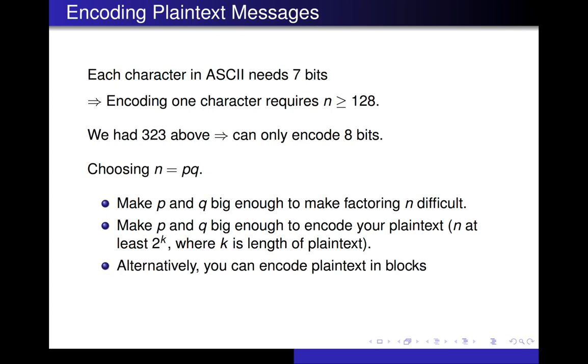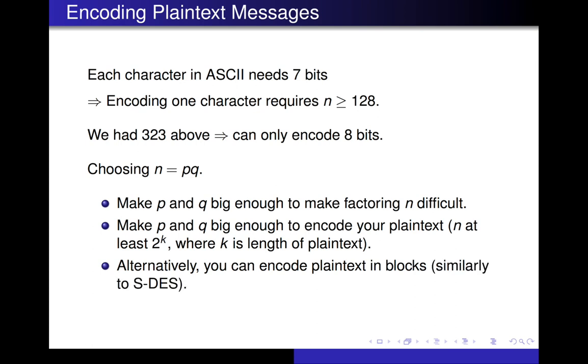Of course, if you don't like that, which I'm not a big fan of, you can actually encode the plain text in blocks. So let's say your N is only big enough that you can encode 10 bits. Well, you may have 1,000 bits in your message, but what you can do is break up that message into groups of 10, encrypt each of those blocks individually using RSA, and then send that along as your ciphertext. You just have to make sure that your recipient knows how long the blocks are, so that they know how to break up the ciphertext to decrypt it.